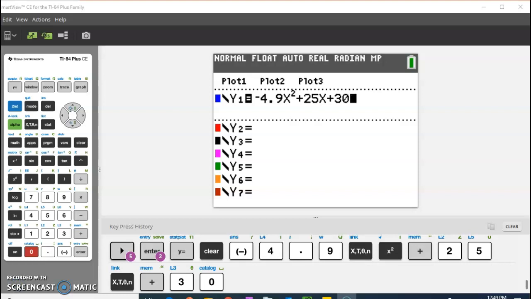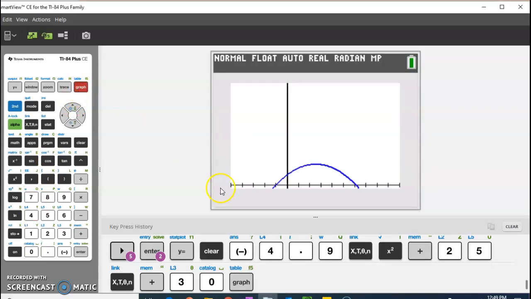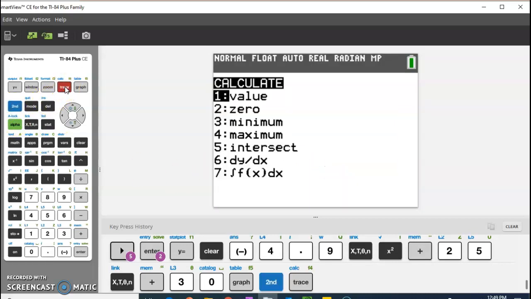I haven't changed my window since the last problem. I'm going to see if this window works. And I can see it. I don't need all this extra part of the graph, but I can see my max height. So there's no need to change my window. So I'm going to go to second trace. And I'm going to find that maximum.